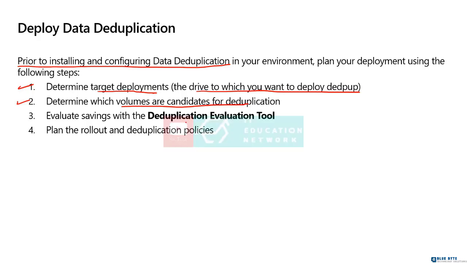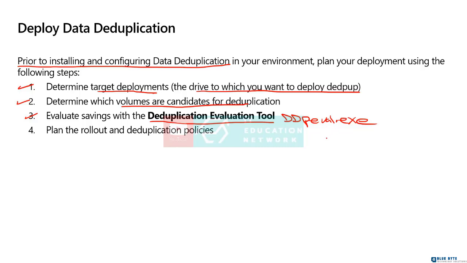Now, something to think about. You could have 100 gigabytes of data on a drive. You have no idea how much of that data is actually duplicate data. So what Microsoft gave us is this deduplication evaluation tool, which they actually call DDP eval. It's actually a command line tool, but that's the executable, DDPEval.exe.